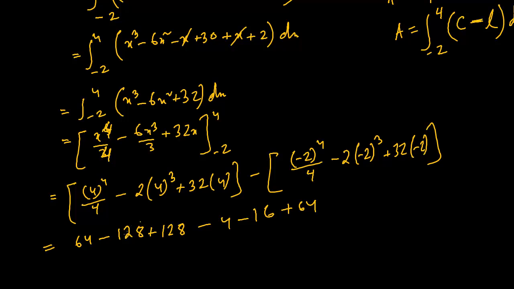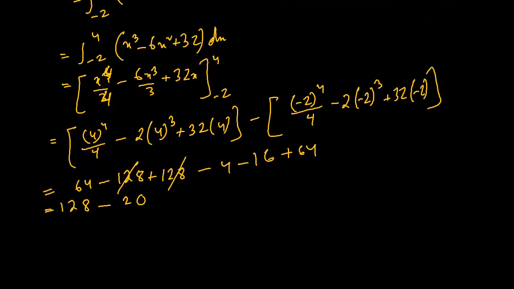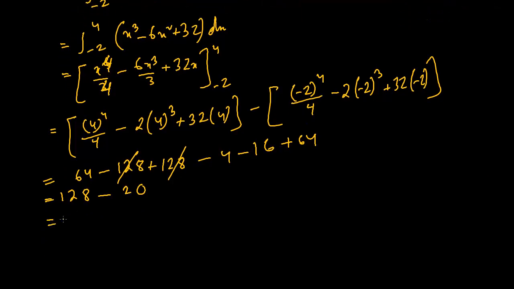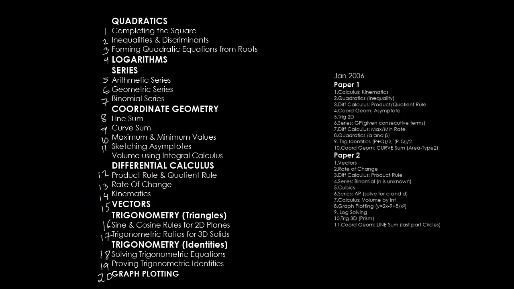Let's see what we got. We have 128 and 128 cancel off. 64 plus 64 is 128, minus 20, since 16 and 4 is 20. This turns out to be 108.